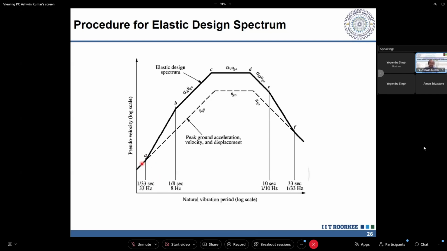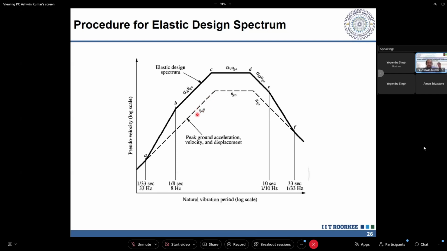We know that for a structure with a very low time period, the peak ground acceleration will be the same as the peak structural acceleration that will be observed. For a high time period or a low frequency, for a flexible system, the peak ground displacement will be the same as the peak displacement observed from the system. So there is no amplification. This dotted line shows the peak ground acceleration.